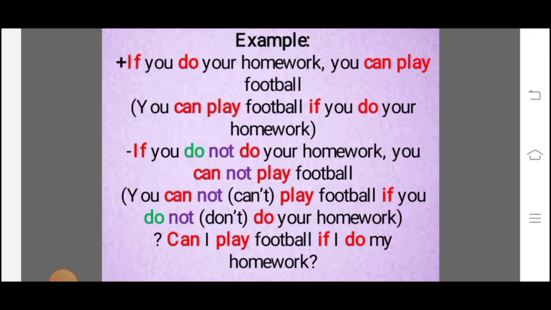Negative sentence is formed as a rule of present simple. This time we use auxiliary verb do because subject is you. As you can see, we don't add ending S or ES. For example, if you don't do your homework, you can't play football. Or you can't play football if you don't do your homework.